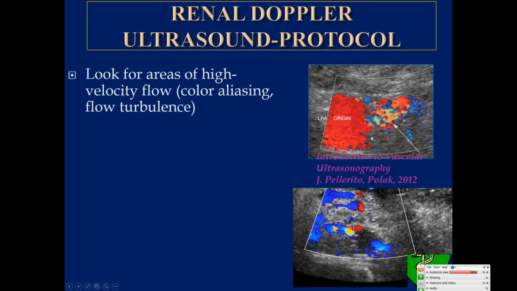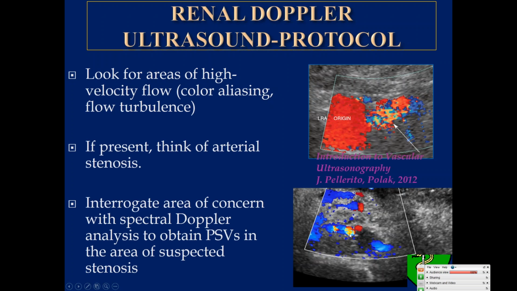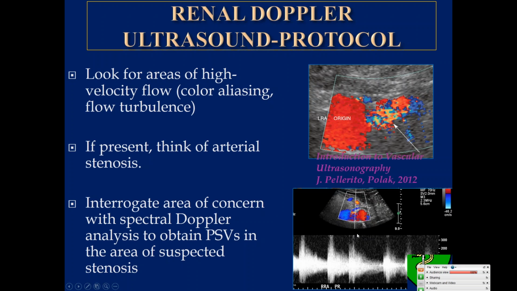So also when we evaluate renal vessels, we wanted to pay attention to any abnormalities within the vessels on color Doppler. And on color Doppler, we're looking for things like color aliasing and bruit artifact within the tissue surrounding the vessel. And also, if it's present, we're going to apply spectral Doppler at the level of the abnormality and interrogate this area and see what the peak systolic velocities are in this region that is suspicious for stenosis.